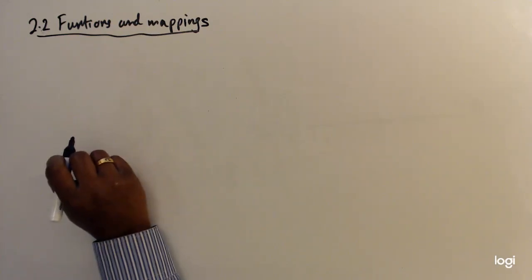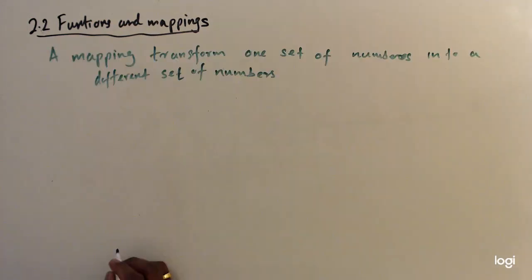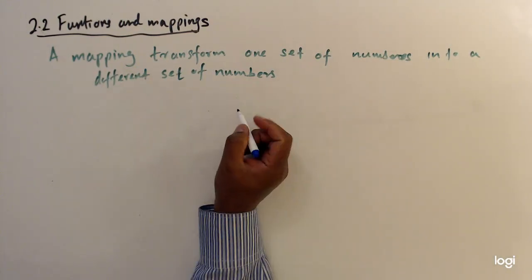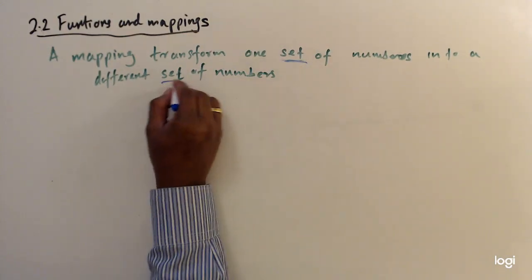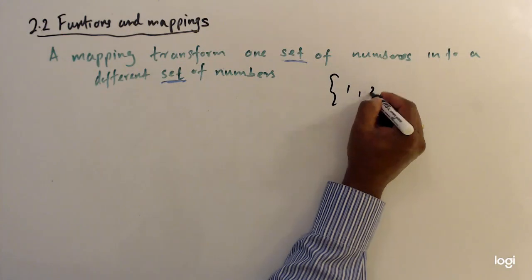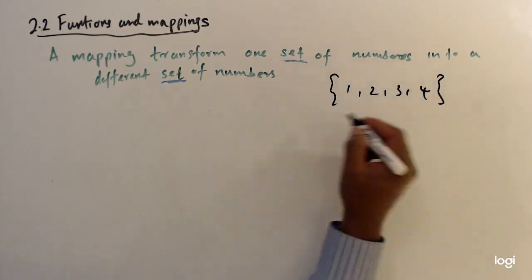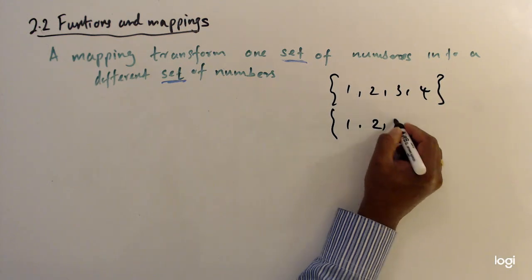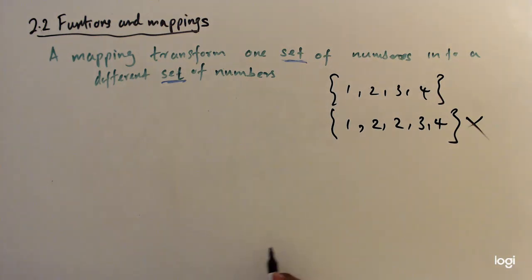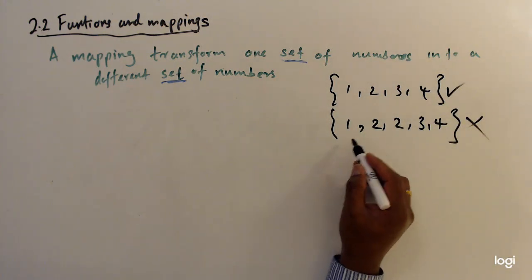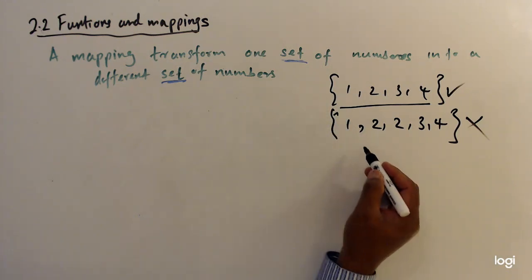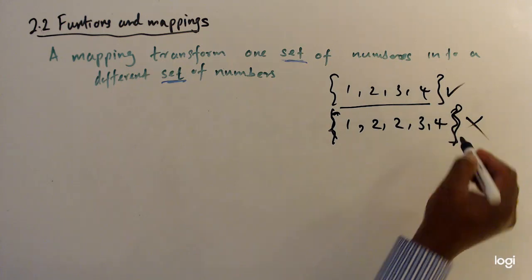Going to functions and mappings. A mapping transforms one set of numbers into a different set of numbers. This set is a well-defined set. For example, 1, 2, 3, 4, and 1, 2, 2, 3, 4. So this is not a set, but this is a set because it follows the set rules. So this one doesn't follow the set rules, so I can't put the brackets even.